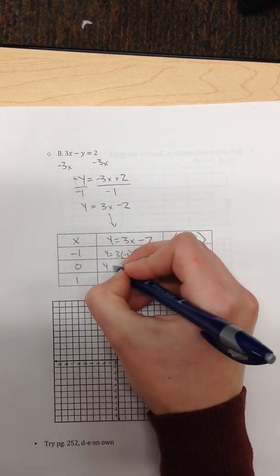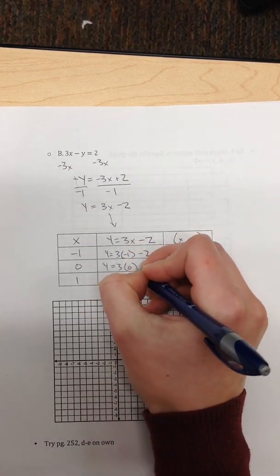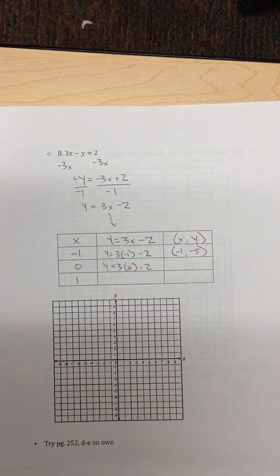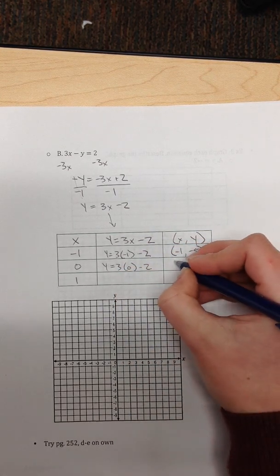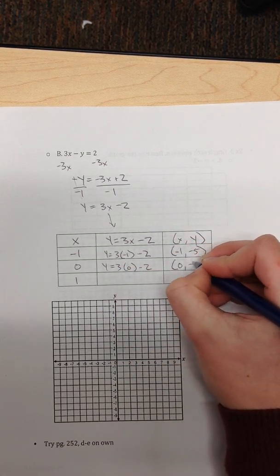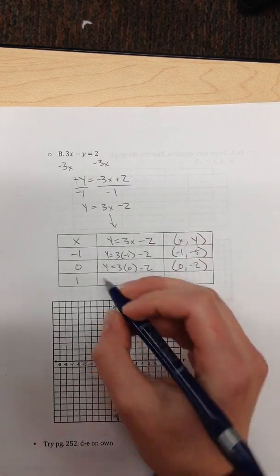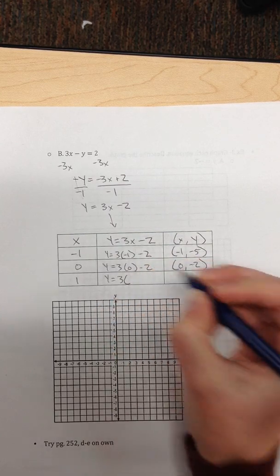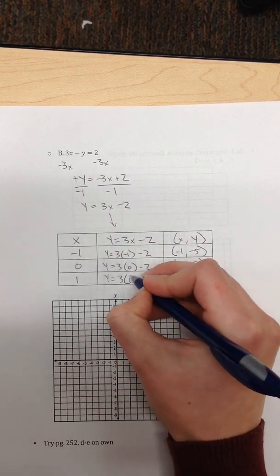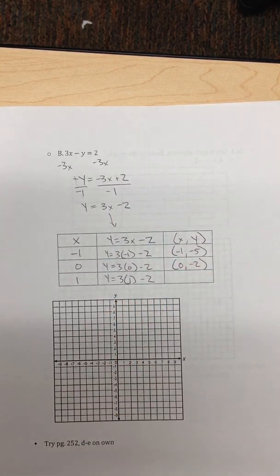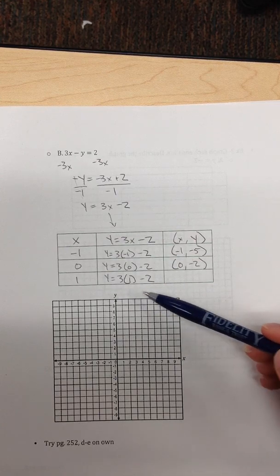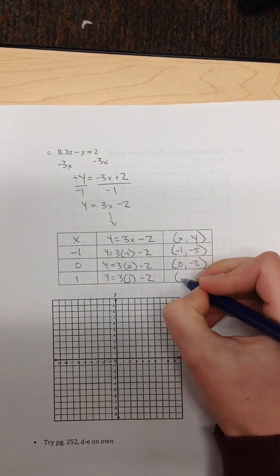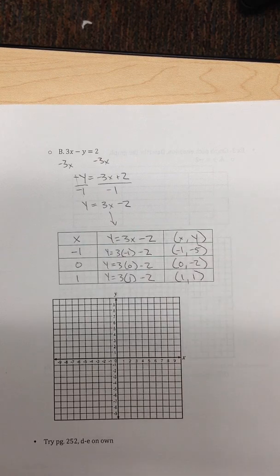Then I plug in 0, so 3 times 0, minus 2. So 3 times 0 is 0, minus 2 is negative 2, so 0, negative 2. And then I'm going to plug 1 in for my x for the last one, so y is equal to 3 times 1, minus 2. 3 times 1 is 3, minus 2 is 1, so 1 for my x, 1 for my y when I solved out.